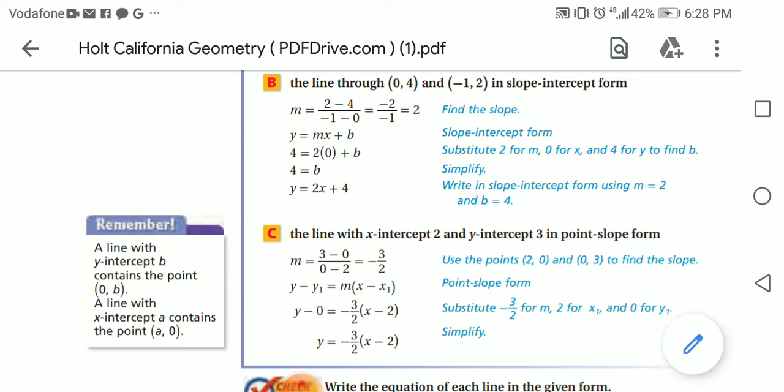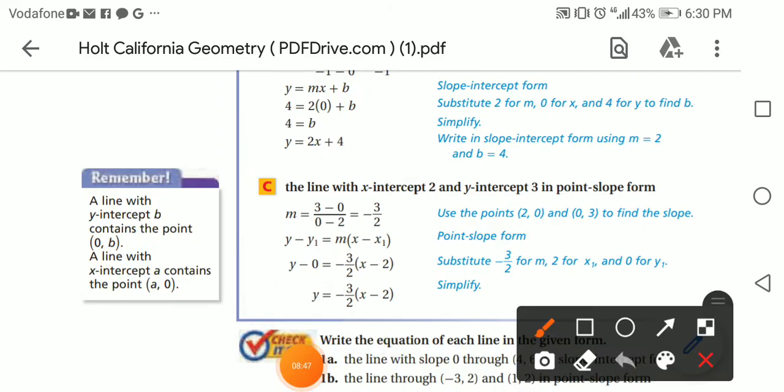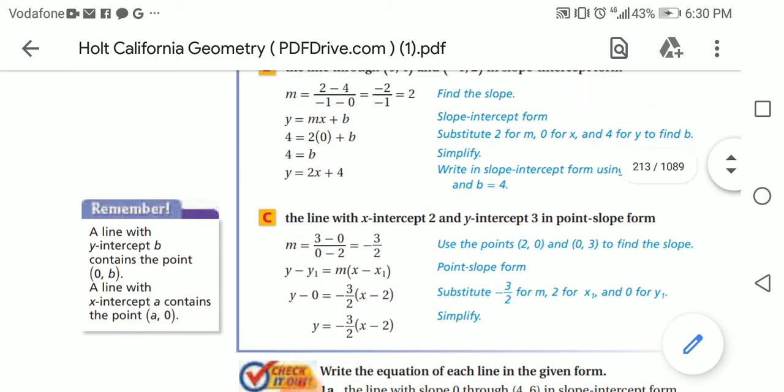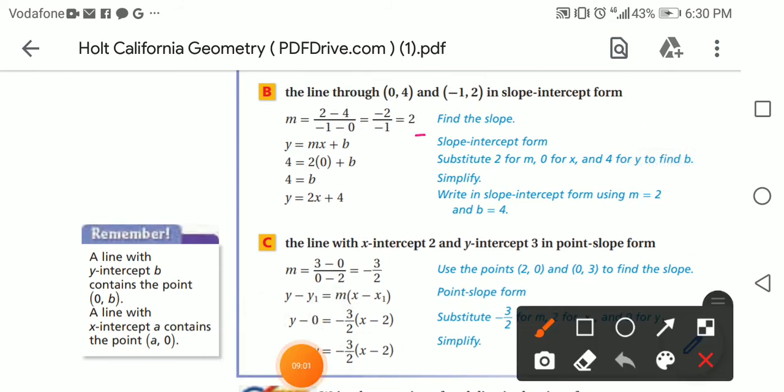So let's substitute 2. After writing the slope intercept form, I'll substitute 2 for m, the slope that I have already calculated. Then I chose the ordered pair 0 and 4, and substituted 0 for x and 4 for y, to find b.